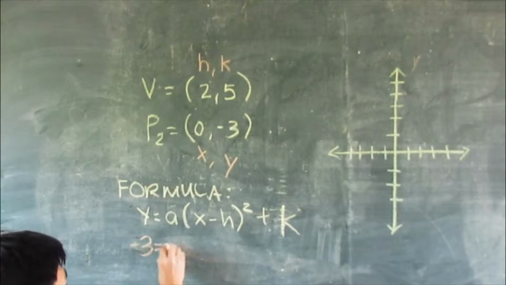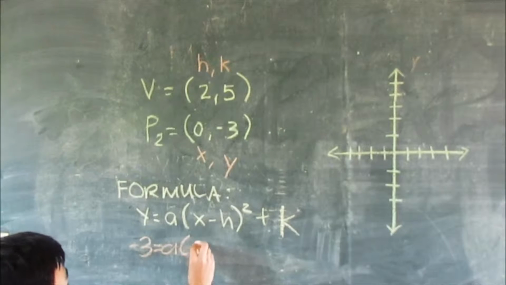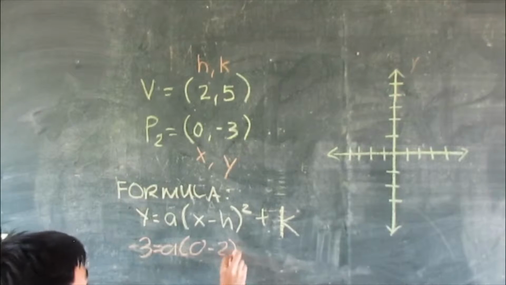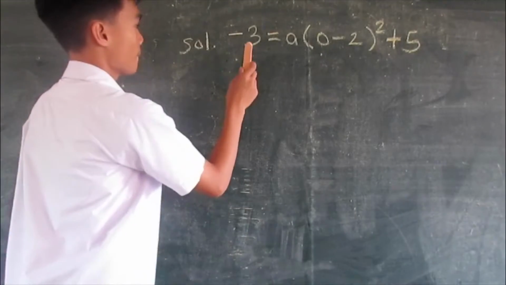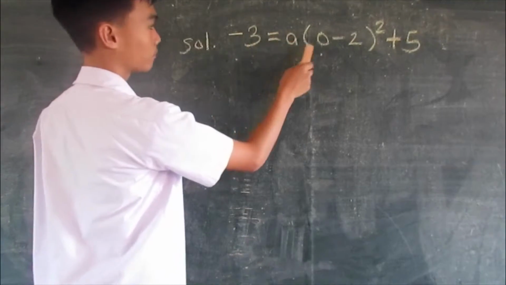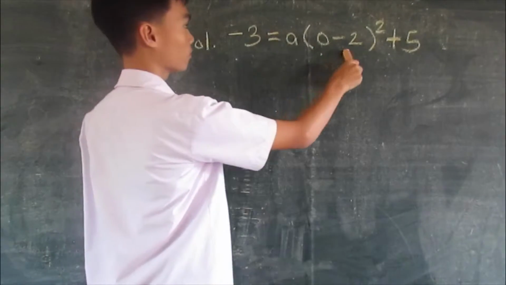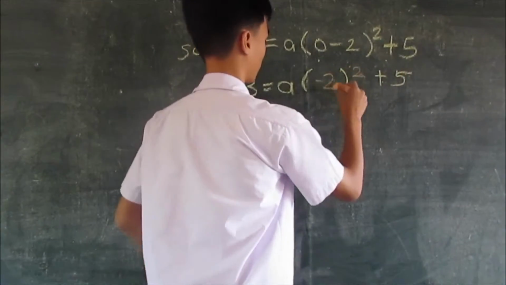We are going to substitute those numbers to the formula given. Negative 3 equals a times 0 minus 2 quantity squared plus 5. Now let's find the value of a. Our solution is negative 3 equals a times 0 minus 2 quantity squared plus 5.